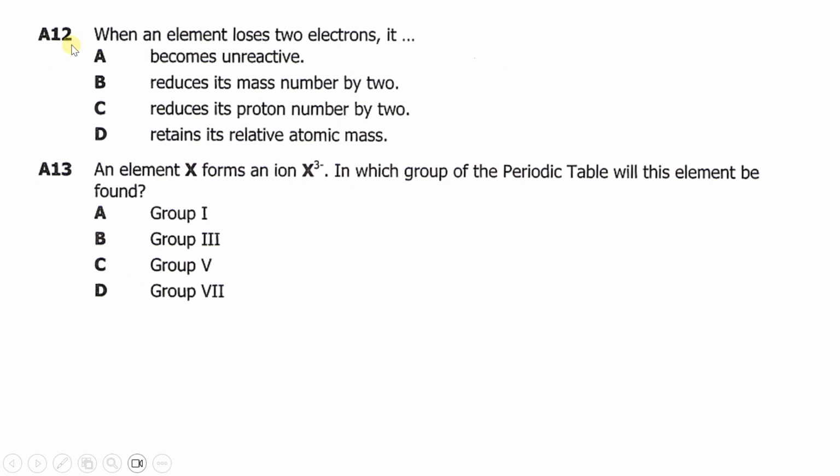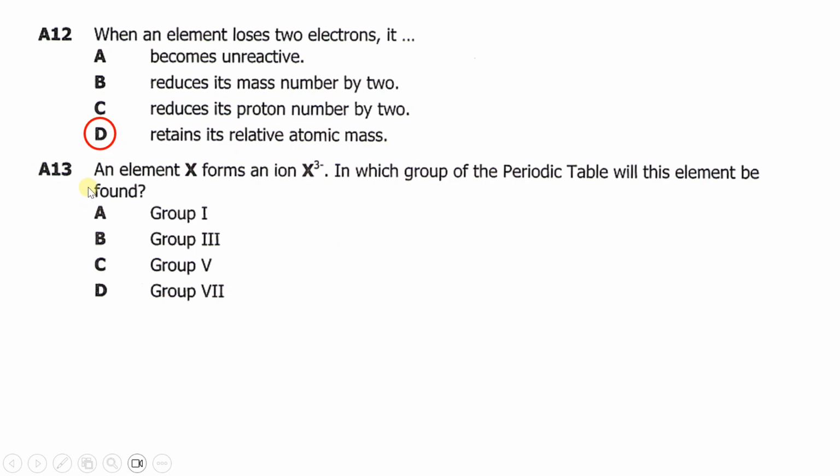Then we come to A12, which says when an element loses 2 electrons, it A becomes unreactive, B reduces its mass number by 2, then C reduces its proton number by 2, then D retains its relative atomic mass. Yeah, so when an atom loses 2 electrons, its relative atomic mass stays the same.